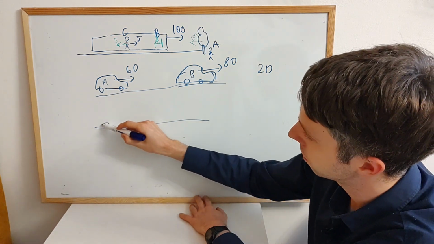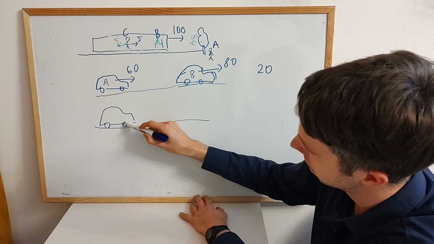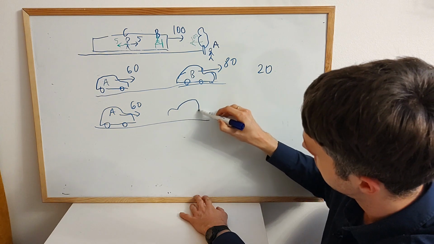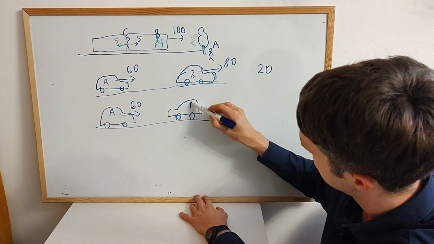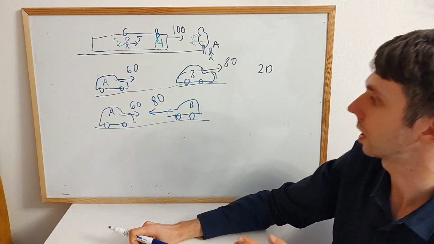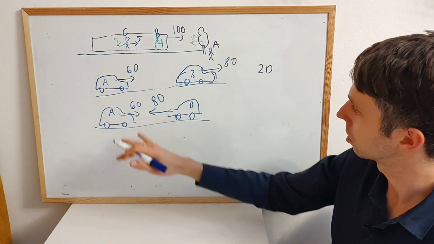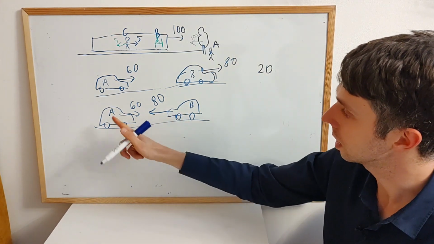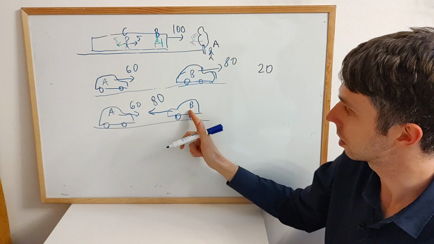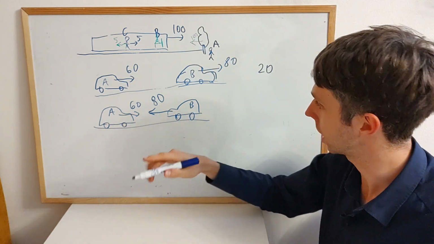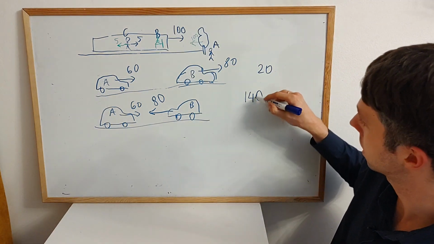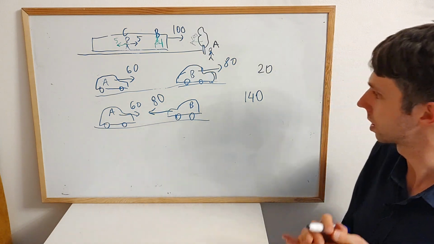And how will it be if, okay, car A goes as before, but now imagine car B is moving towards it with speed 80 kilometers per hour. Okay, so what's the speed of B in the reference frame of A? So what's the speed of B with respect to A? So yeah, it would be 80 plus 60, so it would be 140 kilometers per hour.